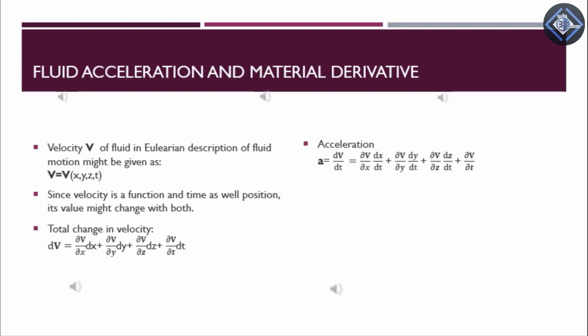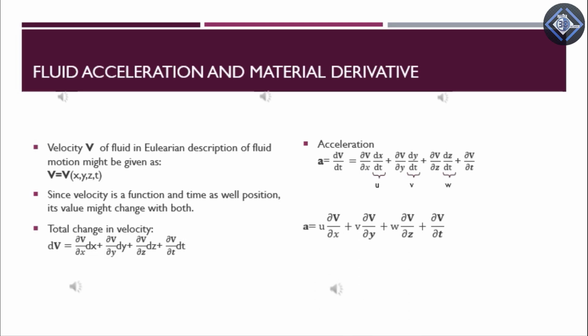In this expression for acceleration that you can see on your screen, dx over dt is the u component, or the x component, of the velocity vector. dy over dt is the y component of the velocity vector, which we represent by a lowercase v, and dz over dt is the z component of the velocity vector, and we represent it by lowercase w. So finally, we can write the acceleration in the form that you can see on your screen now.